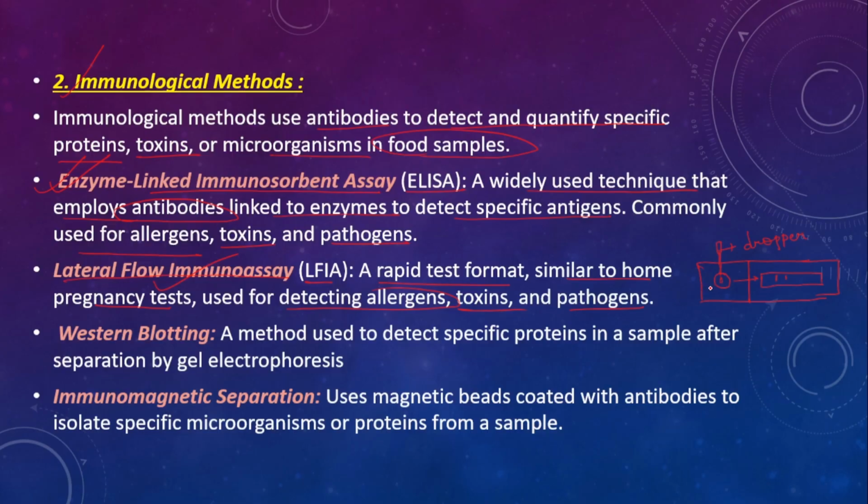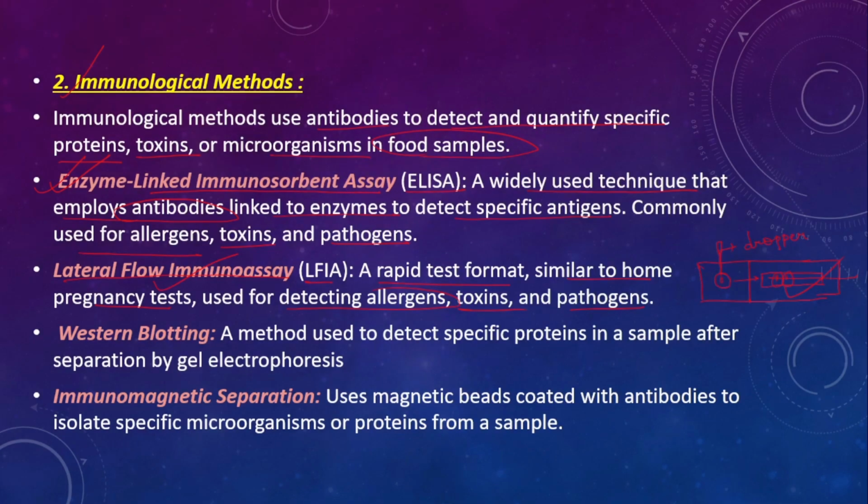The sample is applied to a test strip. This is the test strip, where it migrates via capillary action through different zones. If the target substance is present, it binds to specific antibodies on the strip, resulting in visible lines. We can see the visible lines here, often appearing as colored bands. This is the home pregnancy test.